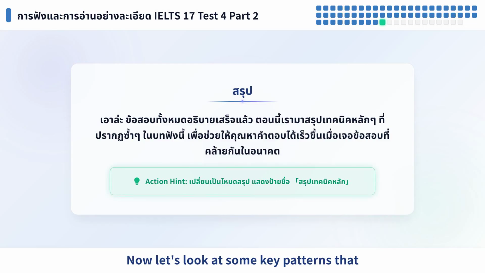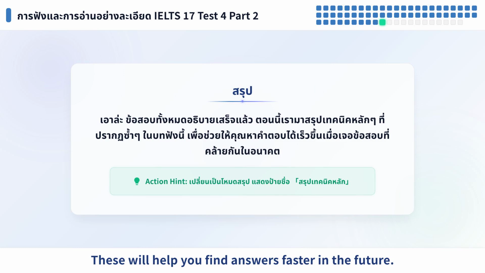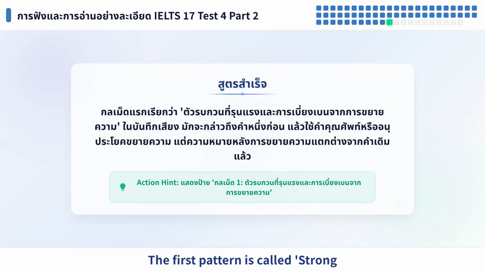Now let's look at some key patterns that appeared many times in this listening. These will help you find answers faster in the future. The first pattern is called strong distractor and modifier deviation. The speaker often says a word first, then adds an adjective or a clause to describe it, but after the description, the meaning is different from the original word.